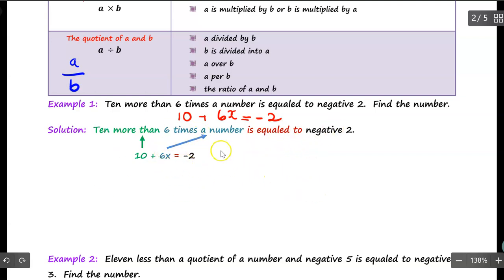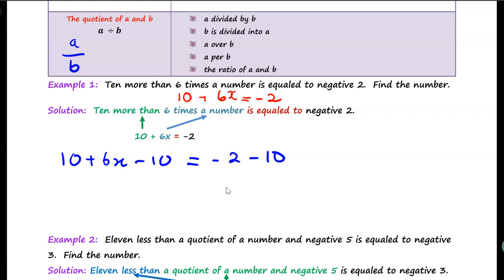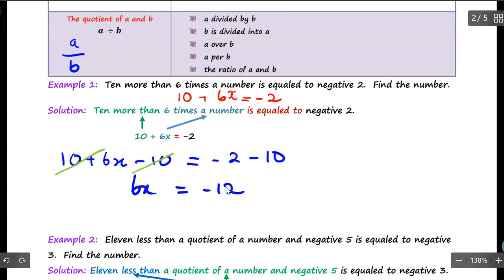In solving this simple linear equation, what we need to do is isolate the unknown. I will get rid of the number 10 on this side of the equation, so I will subtract 10 on both sides. 10 plus 6x, then I subtract 10 here, and I subtract 10 here as well. Now you see that the 10 and that 10 cancel out. I have 6x equal to negative 12. In order for me to get rid of 6, I will divide both sides by 6.